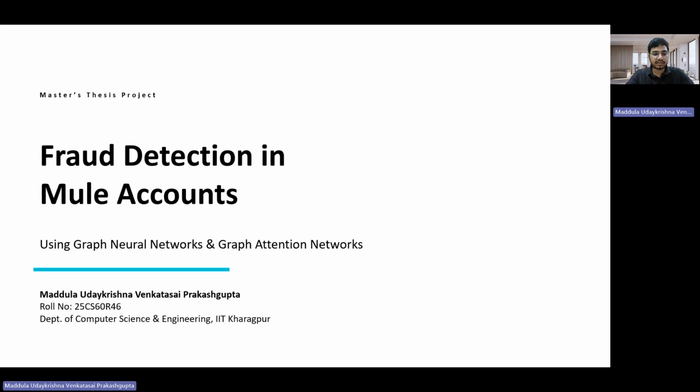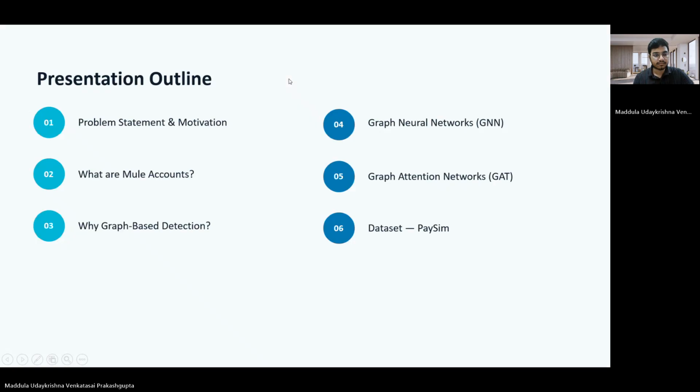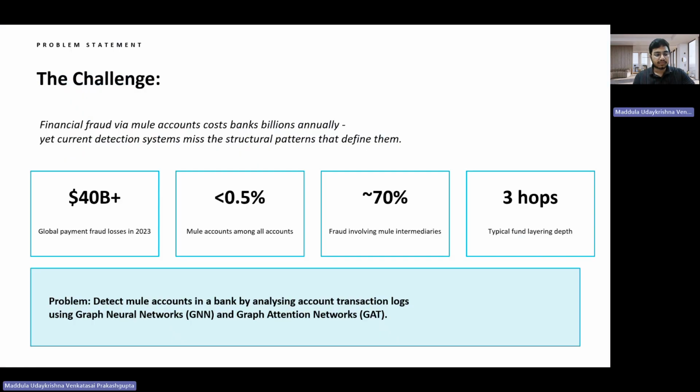The master thesis project title goes as follows: Fraud detection in Mule accounts using graph neural networks and graph attention networks. The presentation outline goes as follows: problem statement and motivation, followed by knowing what are Mule accounts, and then why we use graph-based detection to detect the Mule accounts, graph neural networks, graph attention networks, and the data set used in the project.